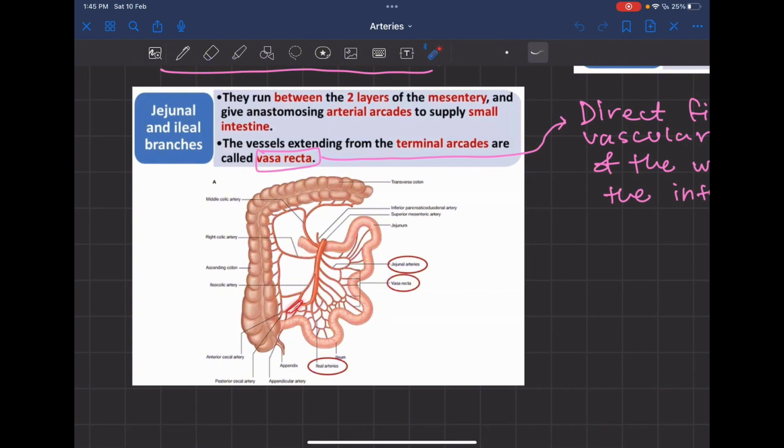For the descending branch, it's going to give off some cecal branches, which are going to supply the cecum, the anterior and posterior cecal artery, and it's going to give the appendicular artery, which is going to supply the appendix. As you can see here, this is the appendix of the large intestine, and it's also going to give us some ileal arteries that supply the terminal ileum. As the name suggests, it's an ileocolic artery, so it gives some supply to the ileum, and it can give supply to the colon.